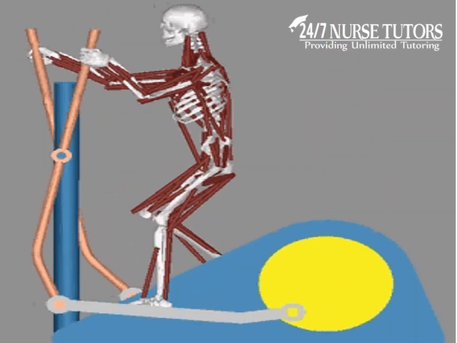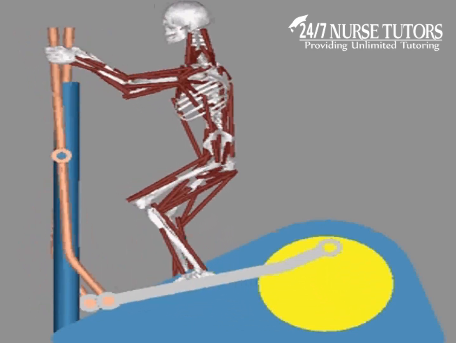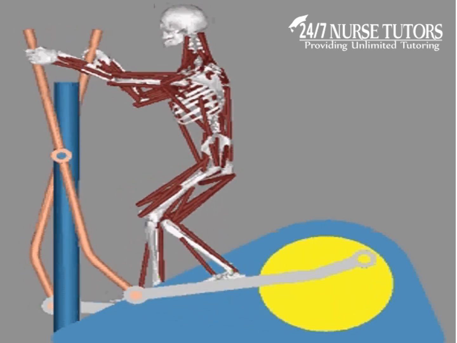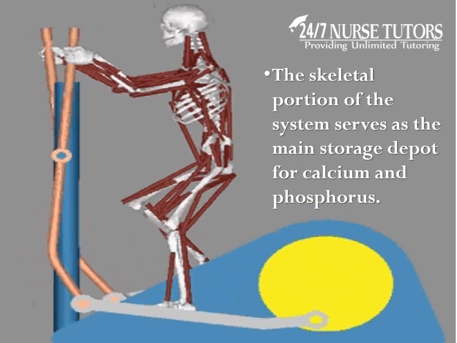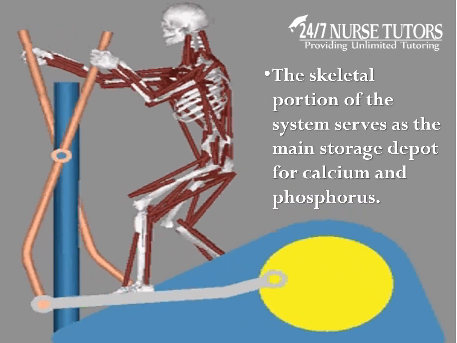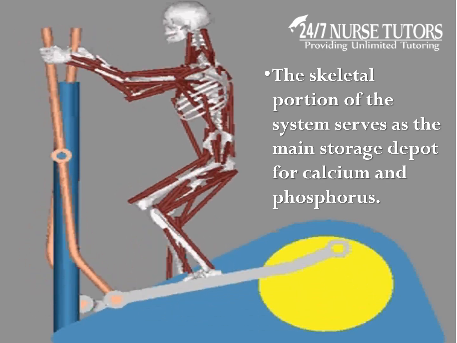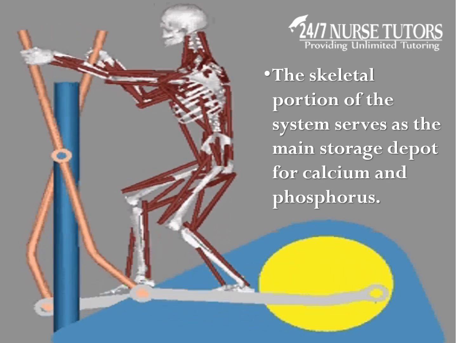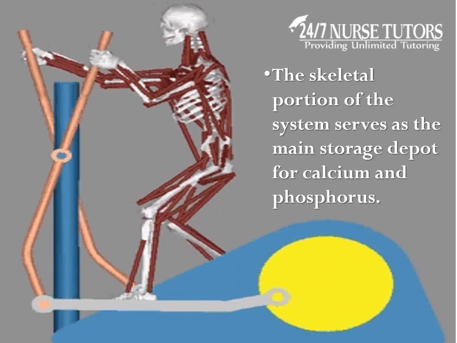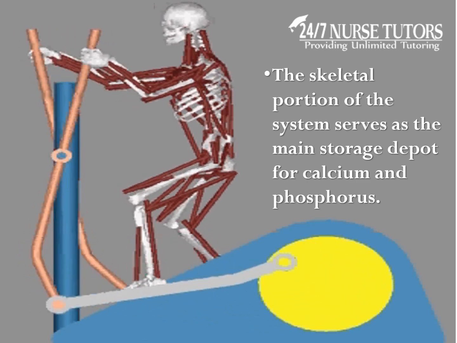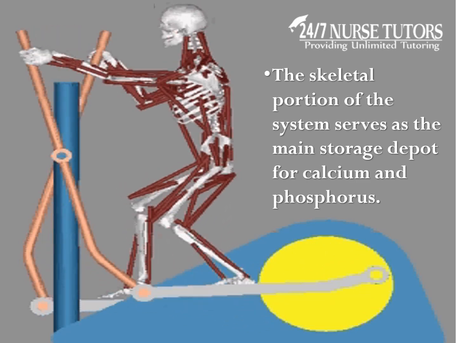The musculoskeletal system not only provides form, but it provides support, stability, and movement to the body. Can you guess how the skeletal system and calcium and phosphorus are related? The skeletal portion of the system serves as the main storage depot for calcium and phosphorus. It also contains critical components of the hematopoietic system, which is blood cell production.